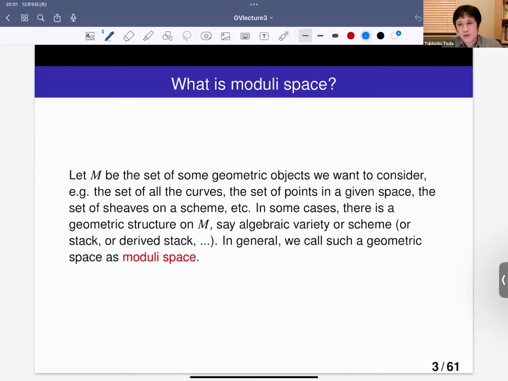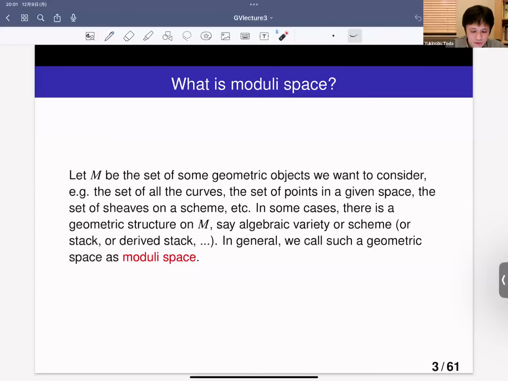Basically, you want to count some geometric objects like curves or points inside some space. If there is only a finite number of points, if this is a finite set, then we can just count the number of such objects. But usually such geometric objects form some family. And in that case, we have some interesting geometry on the set of such geometric objects.